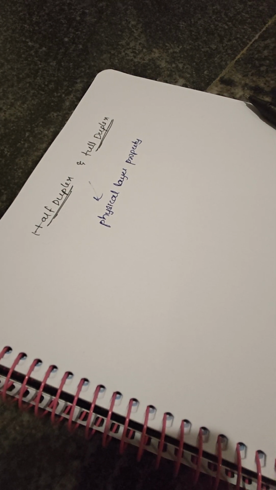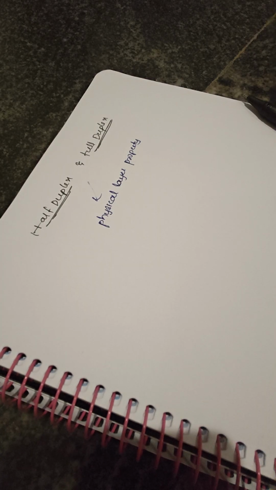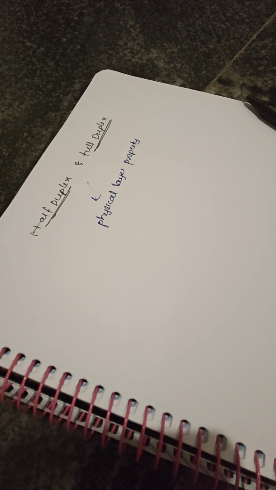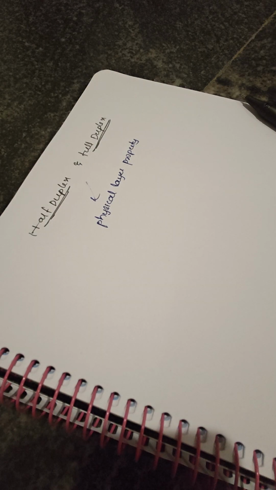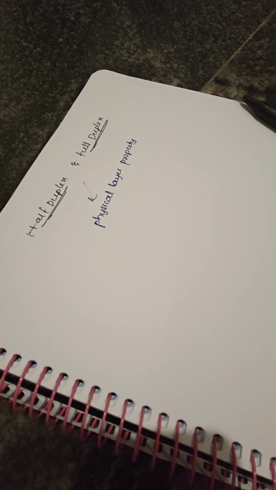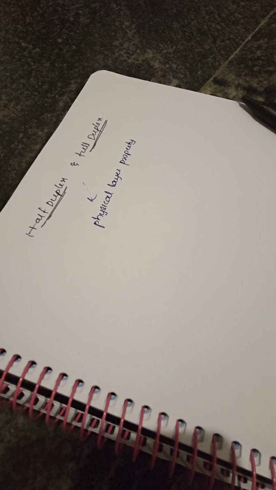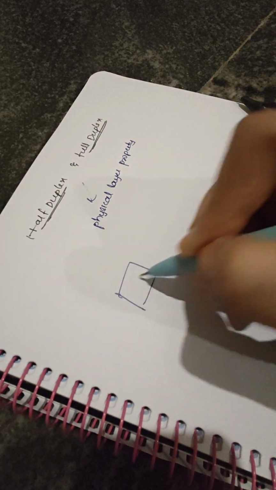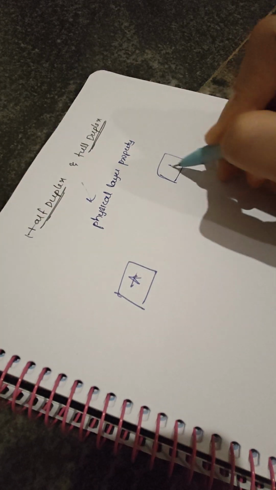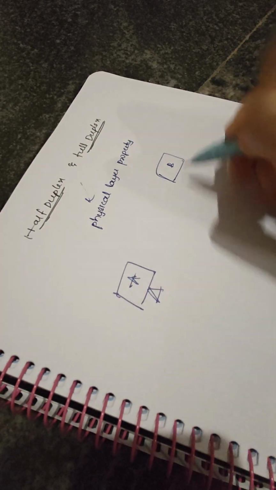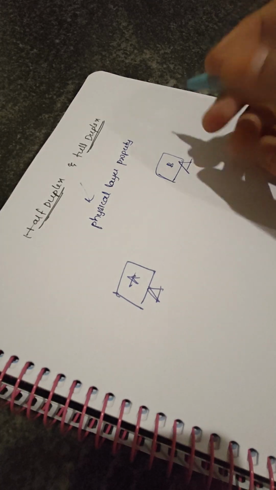It just describes how data is transmitted over a single physical link. The physical link can be of any type, let's say copper cable, fiber cable, or wireless connection. So let's take two devices. Let's take this as device A and this as device B.